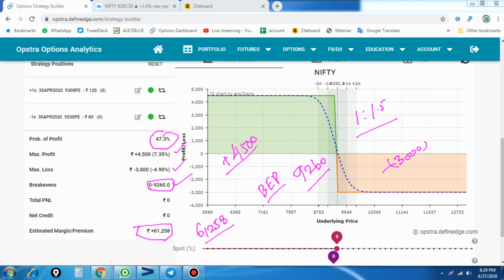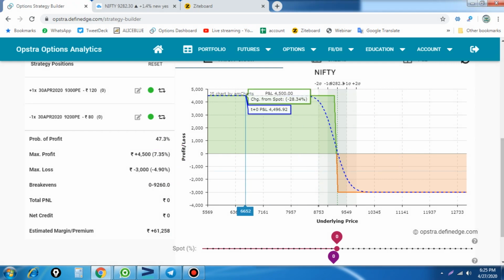So here you have to understand the risk for the trade and the reward for the trade, and you can also calculate the margin you are going to invest. Okay, I hope you have understood the concept.